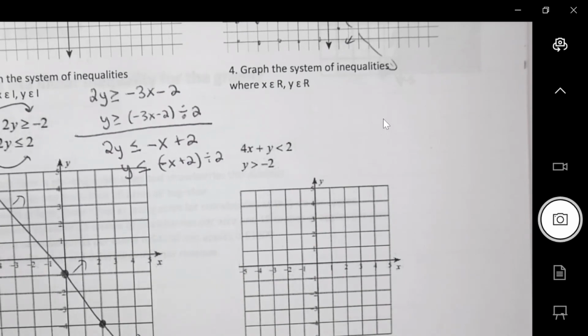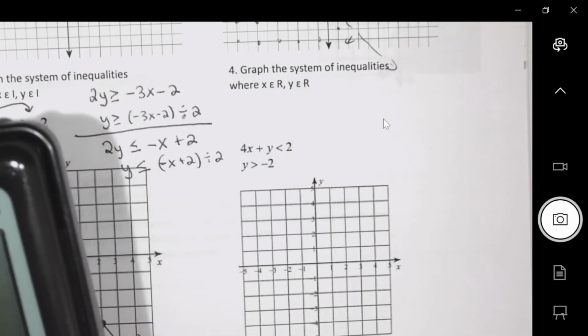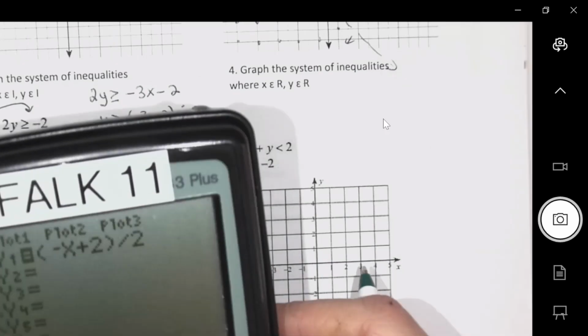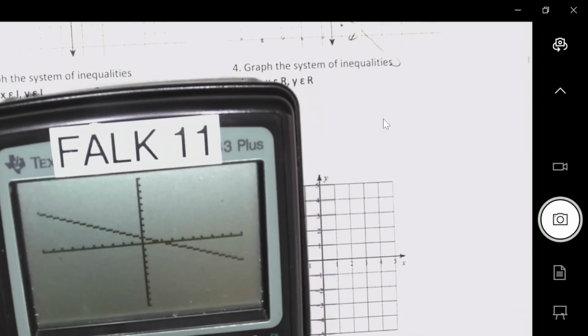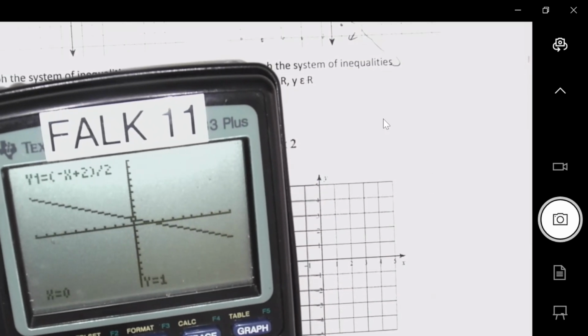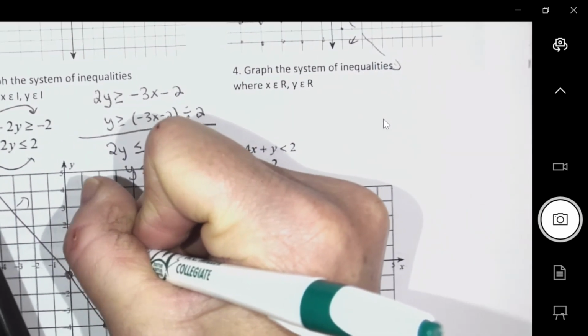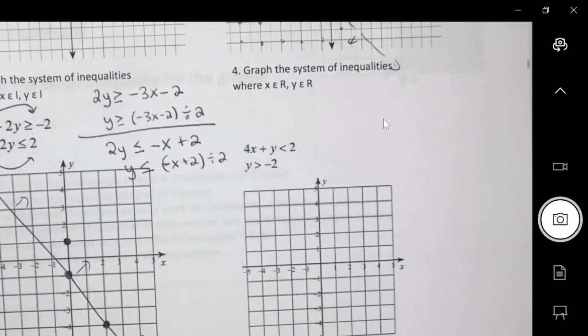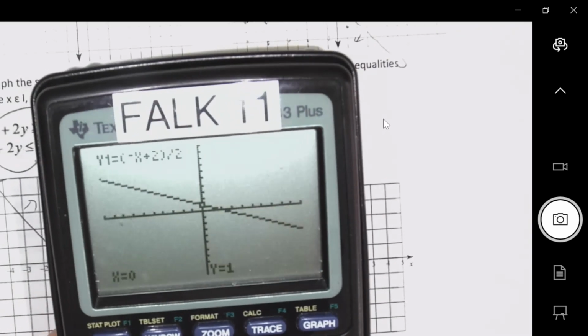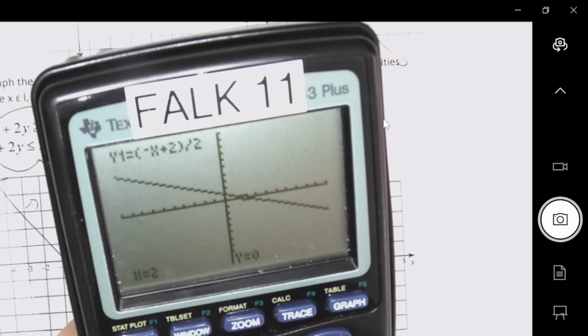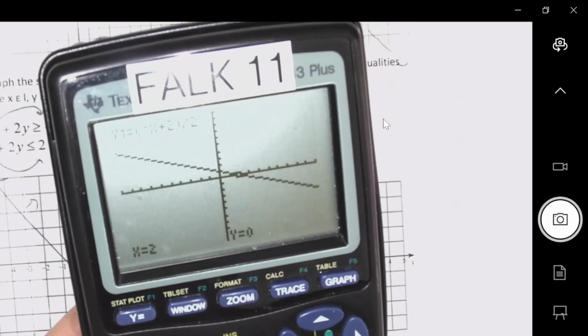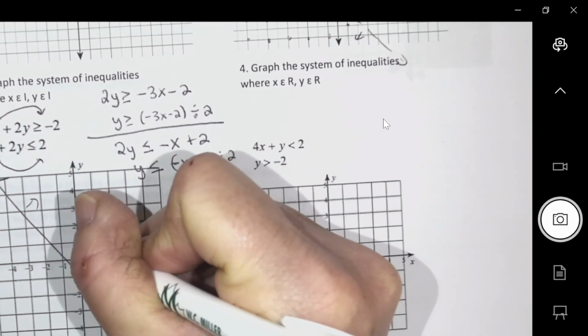Okay, there's no flip because I don't divide by negatives, so that's all good. So now if I graph that one, so negative x plus 2, divided by 2. Okay, so trace, I get 0, 1. One comma a half, I'm not going to do that. It's 2, 2 comma 0. So it goes through those points.